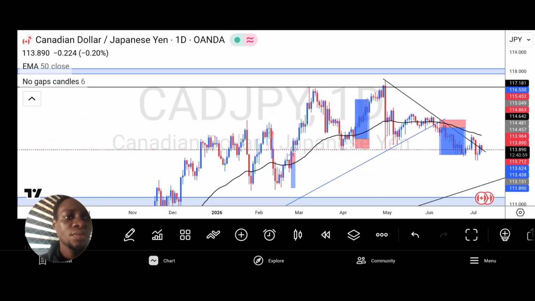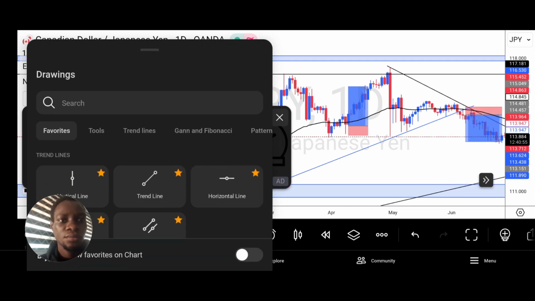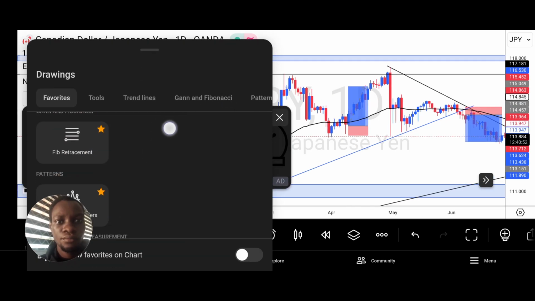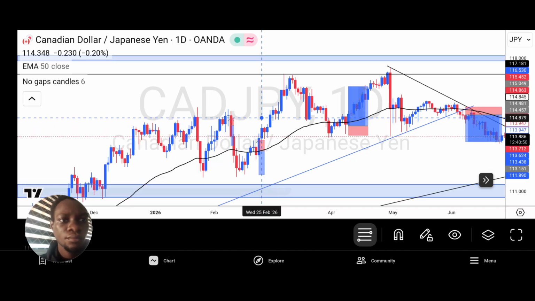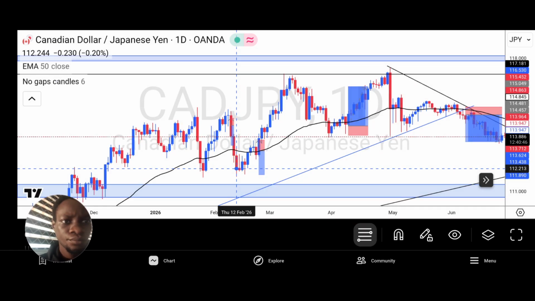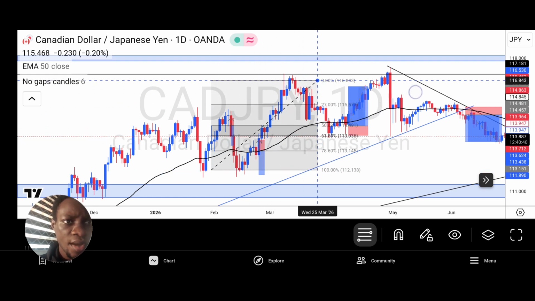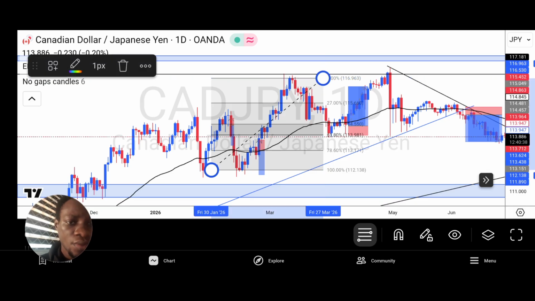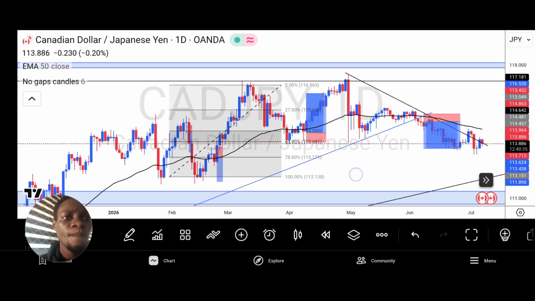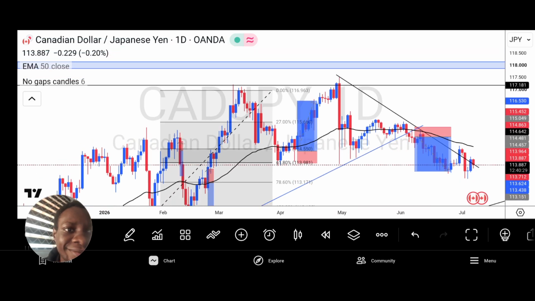So what I did here was I used my Fibonacci. I set my Fibonacci from my low here, connected to my high here. I was waiting for the price to come to my 50% to 60% zone for me to enter the trade.